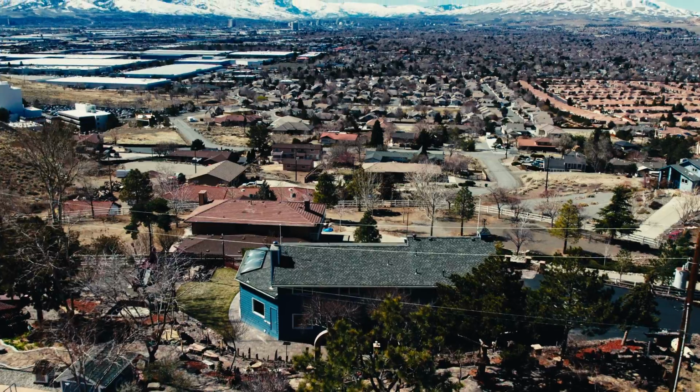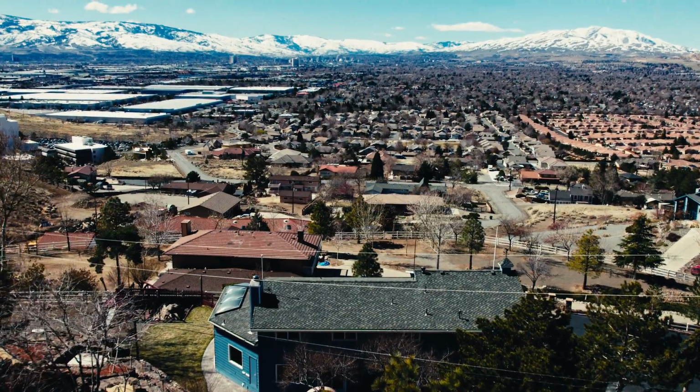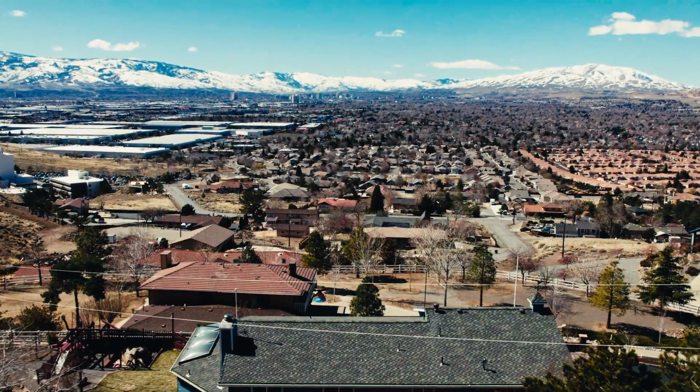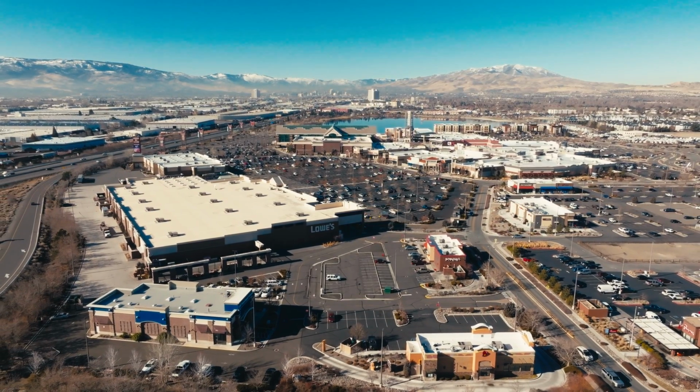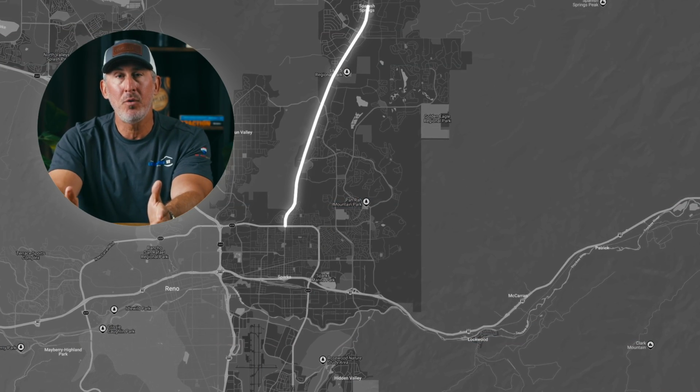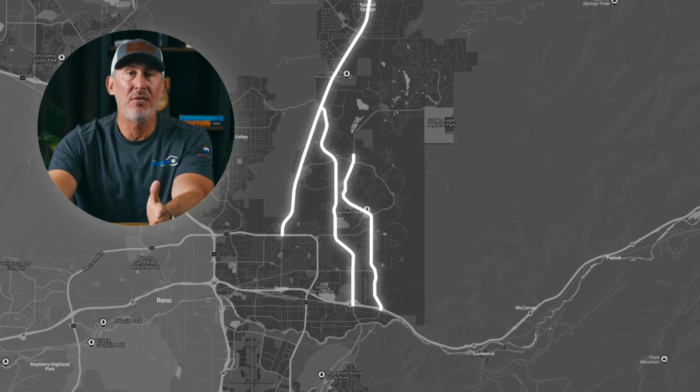So now let's talk about Sparks for a little bit. And here are the kind of pros and cons of that is when you're on 80, pretty much all of Sparks, other than the industrial area, is on the north side of Highway 80. And you have three roads. You have Pyramid Highway, you have Sparks Boulevard, and you have Vista Boulevard.